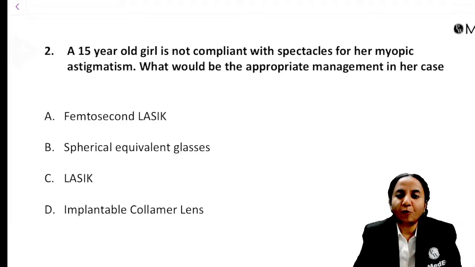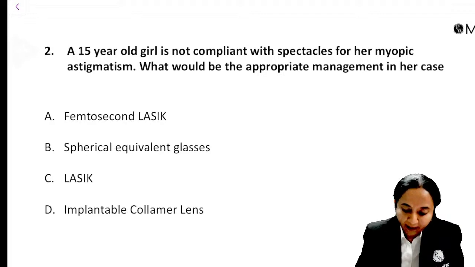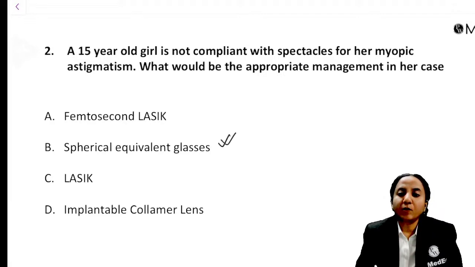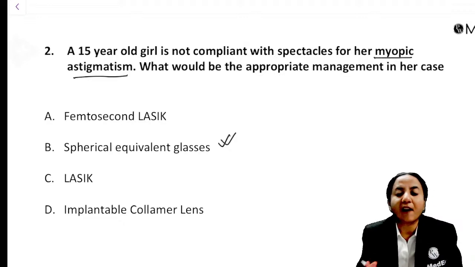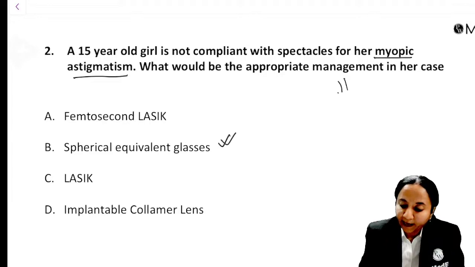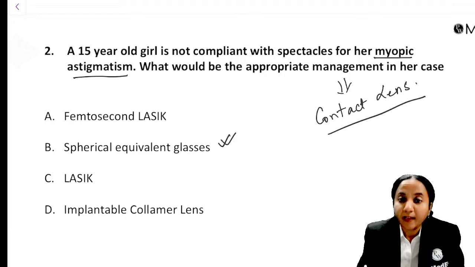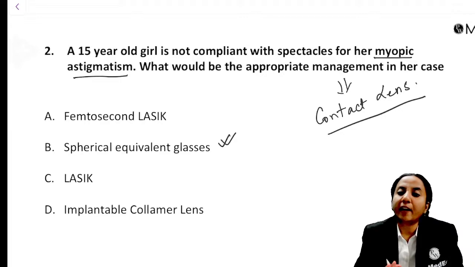Very good. I know that most of you who are in the last phase of preparation know the answer. The answer is spherical equivalent glasses. Now see, there are a couple of things we have to learn from this question. Sometimes if children have very high myopic astigmatism, they do not tolerate that glass. Then the ideal thing for these children who are not compliant with their glasses, or don't want their glasses, is to shift them to contact lenses. So that is the actual management. Ideally, if a 15-year-old girl is not happy with her glasses, we should try contact lens for the patient.